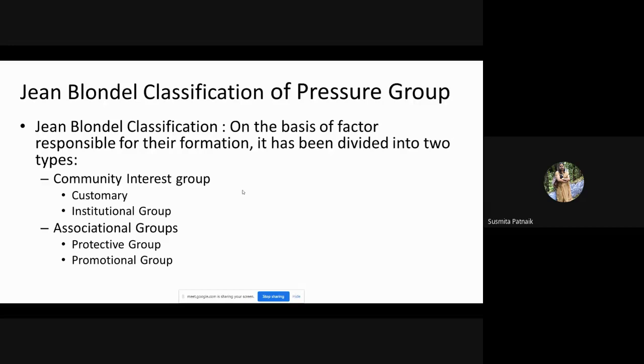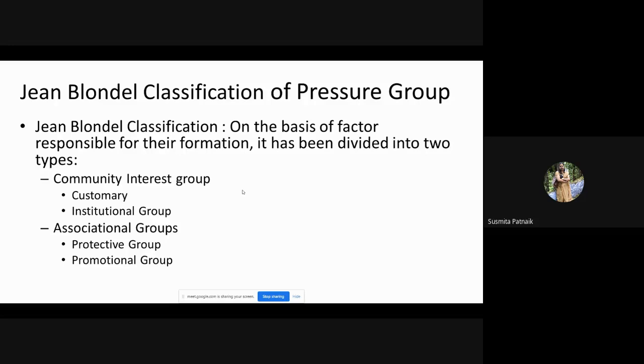The first category is called community interest groups, and the second category is called associational interest groups. So on the basis of the formation of pressure groups, he has divided the pressure groups into 2 categories. One is the community interest groups, and the second one is the associational groups. So what do you mean by the community interest groups?